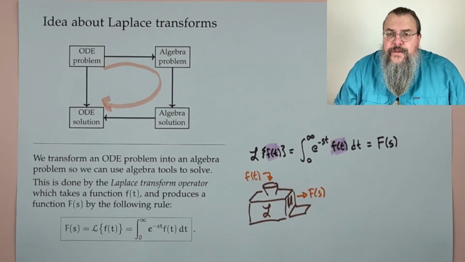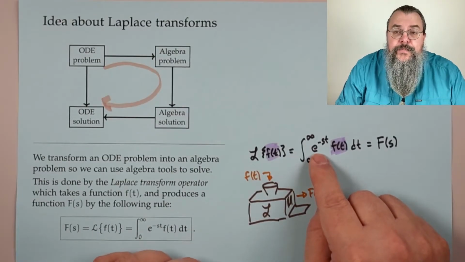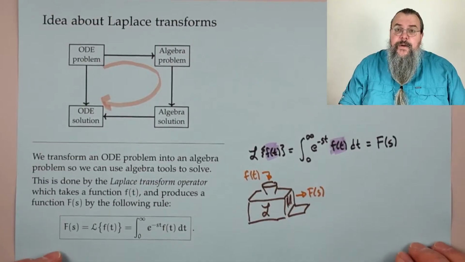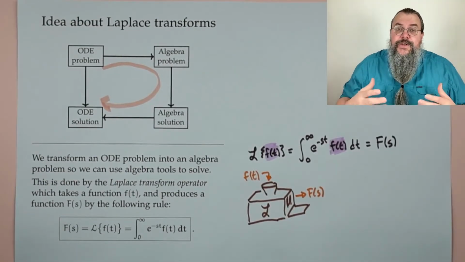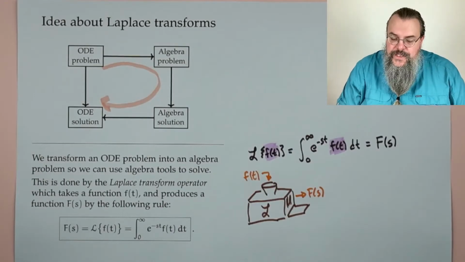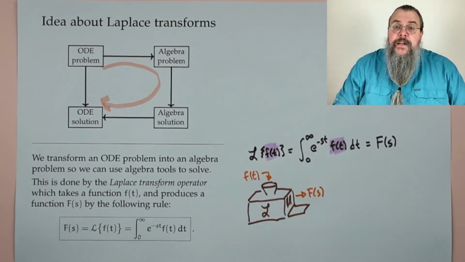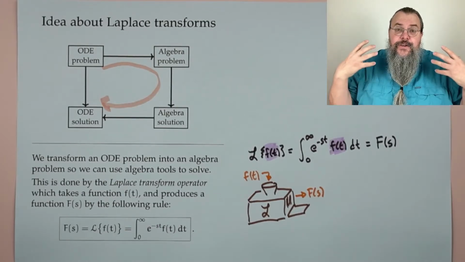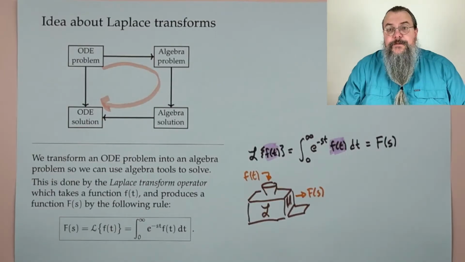You might also ask things such as, why this function, e to the minus st? Well, in some sense, it comes back to the idea of, what's our favorite function? The answer is the exponential function. We love the exponential function, so it makes sense that we should have that there. Now, how are we going to actually use the Laplace transform? Or in other words, how do we actually get our hands into it?